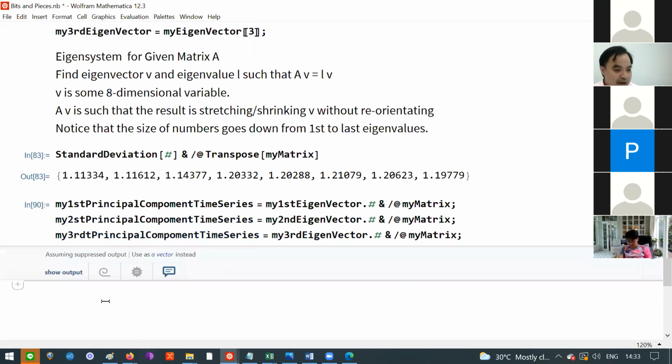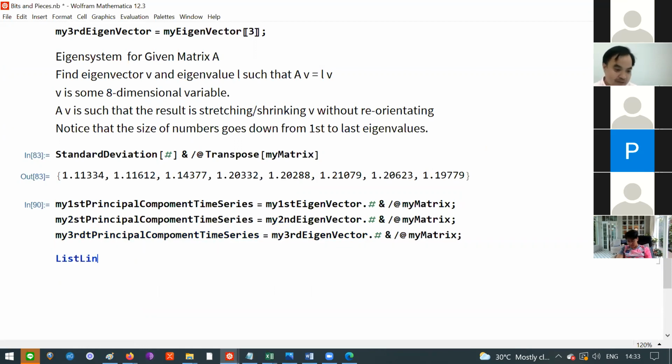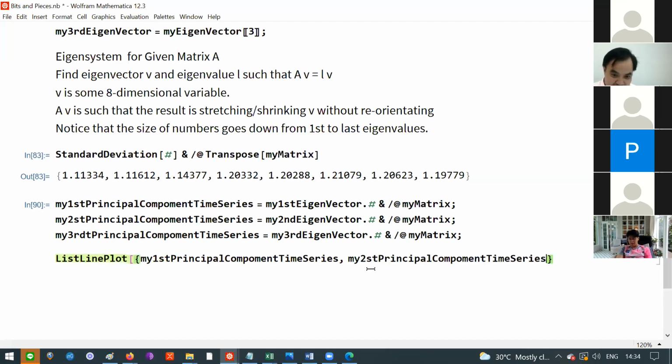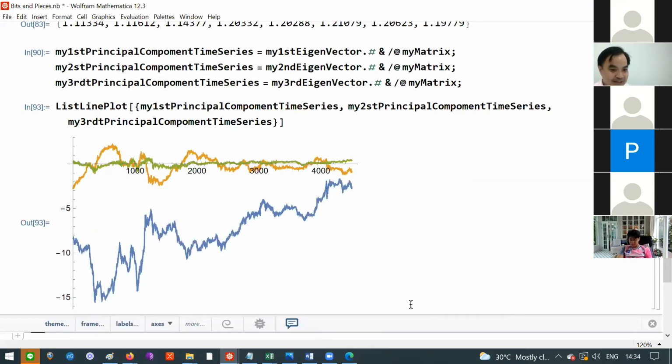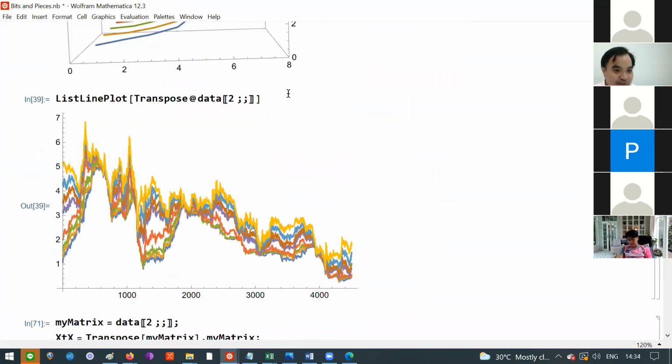Now I'm going to do my list plot of all these things. My first, my second, my third. Now I'm going to compare this to the original time series, basically.